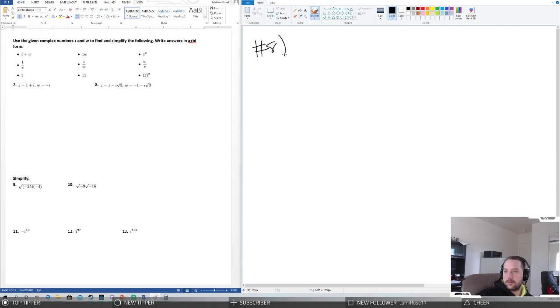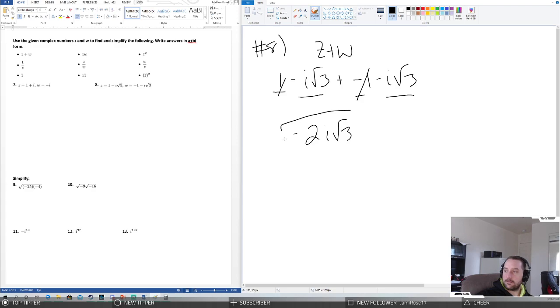So I have z is 1 minus i root 3 and negative 1 minus i root 3, that's w. So if I said z plus w, that's going to be 1 minus i root 3 plus negative 1 minus i root 3. So the 1 and the negative 1 would cancel out. And then negative i root 3 and negative i root 3 would be negative 2 i root 3. So just because there's a root there doesn't change anything.